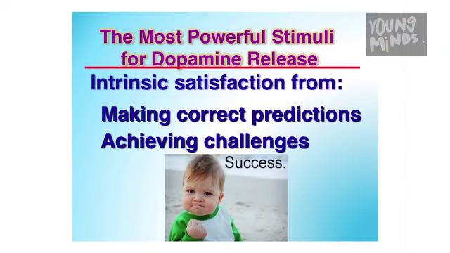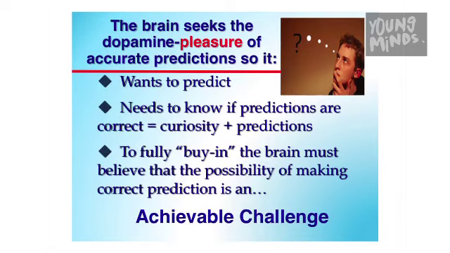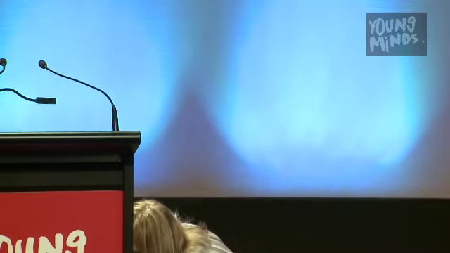it's what we call intrinsic satisfaction. But the chemical behind it is dopamine, from making correct predictions and finding out that they're correct and achieving challenges. Two things that video games have down, but we can do in the classroom. So the brain seeks patterns and pleasure. Dopamine pleasure comes highly from making a prediction that's right. So the brain is willing to make predictions that are wrong.